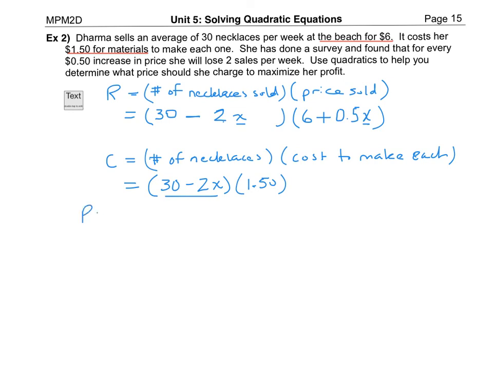Her profit then is revenue take away cost, and in the end we want to maximize that profit. So we're going to need to come up with our quadratic based on revenue, what we figured out for revenue, subtract the cost, and to maximize we need to look at where that vertex is. All right, so try and work through those 2 problems, and then I'll do a solutions up on my next video.